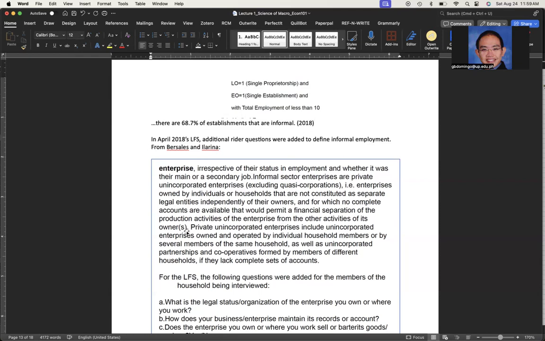So the idea here is that if you're a household business, it's almost impossible to separate your activities as a business and your activities as a person or as a household. So these are the kinds of enterprises that they wanted to capture in this round of the LFS using rider questions. A rider question is extra questions that they added to a particular LFS.